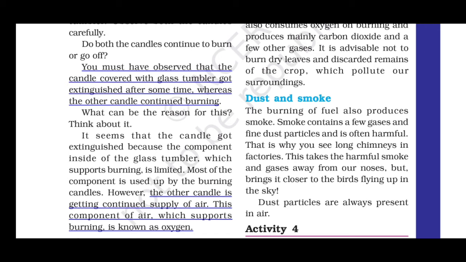So what can be the reason for this? Can you think about it? Pause the video and just think about it. One candle blows off and the other one continues its burning. So what will be the reason? You can pause the video and think for a minute.